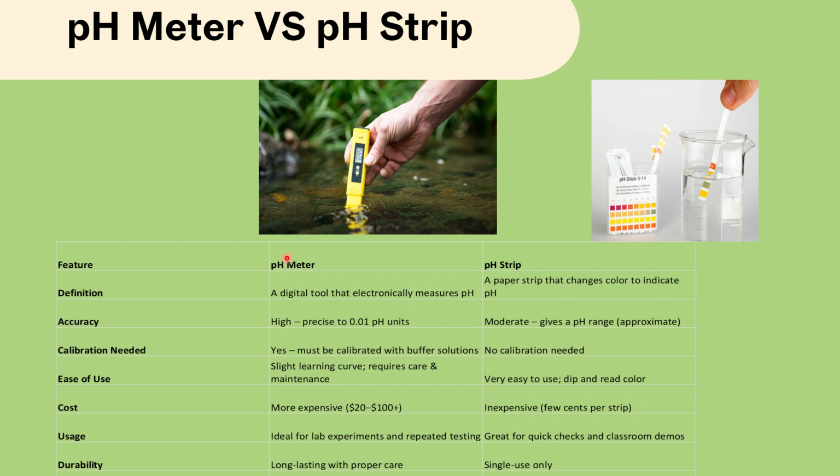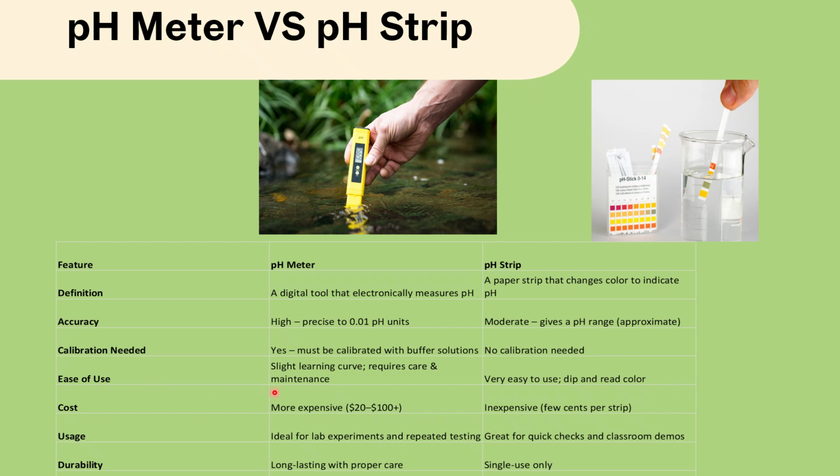Now, when it comes to the digital meter, the accuracy is going to be higher. It's going to be more accurate and precise just because it's based off units. While the strip is more moderate, it's just giving you the range based off that color, right? Of course, if you're using anything digital, you have to calibrate it. You have to make sure once it's calibrated, it's at its accurate reading. When it's a strip, you don't have to do that. That's more of a digital thing.